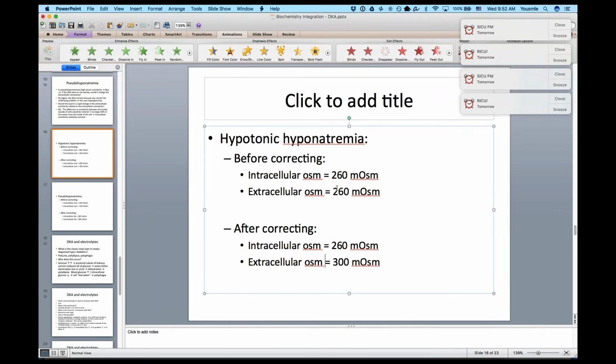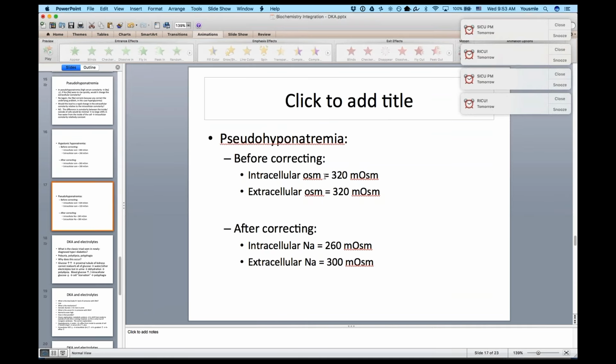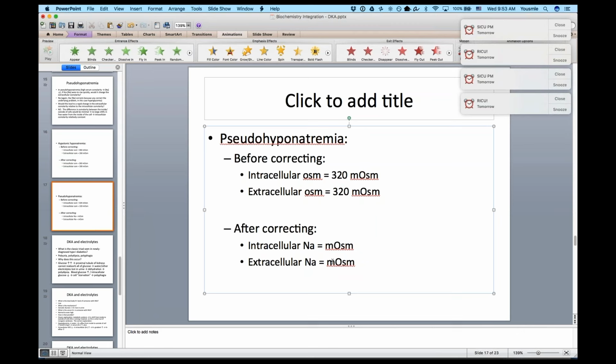Okay, so the osms don't change, right? The osmolarity is going to be the same before you correct it. And then after you correct it, there's going to be a difference in the osmolarity, intracellular and extracellular, for hypotonic hyponatremia. Does that make sense? For pseudohyponatremia, the intracellular osms are going to be high, so maybe 320 and 320. After you correct it, the intracellular osmolarity is going to be about 320, and the extracellular is going to be about 320. So there's no difference between these.